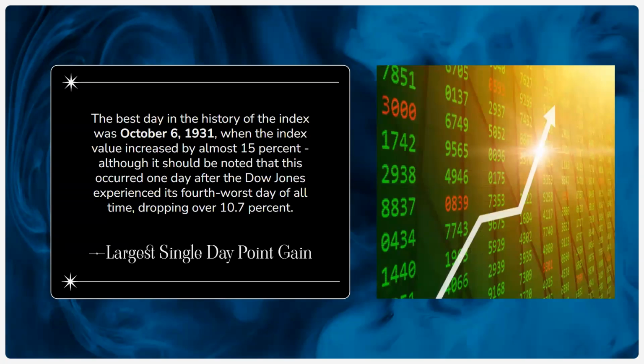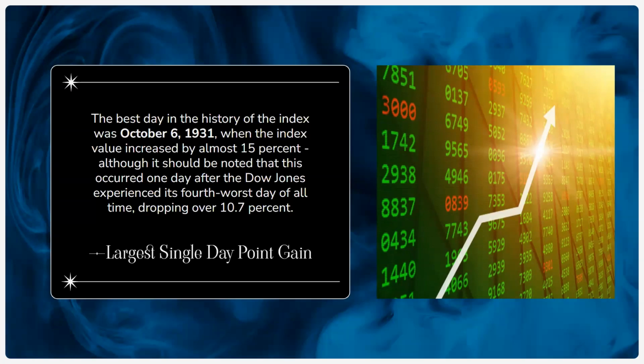The best day in the history of the index was October 6, 1931, when the index value increased by almost 15%. Although it should be noted that this occurred one day after the Dow Jones experienced its 4th worst day of all time, dropping over 10%. So it dropped for 4 days straight, and this is during the time when it was the worst for the 10 years, like we just talked about. But one of the days when it was just dropping, it basically went up 15%.